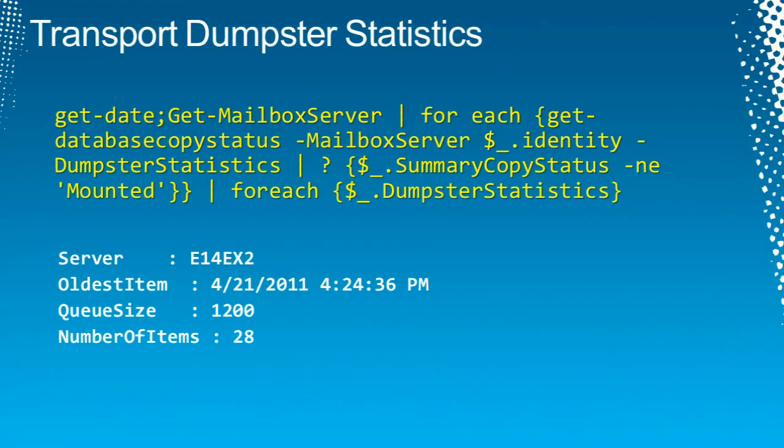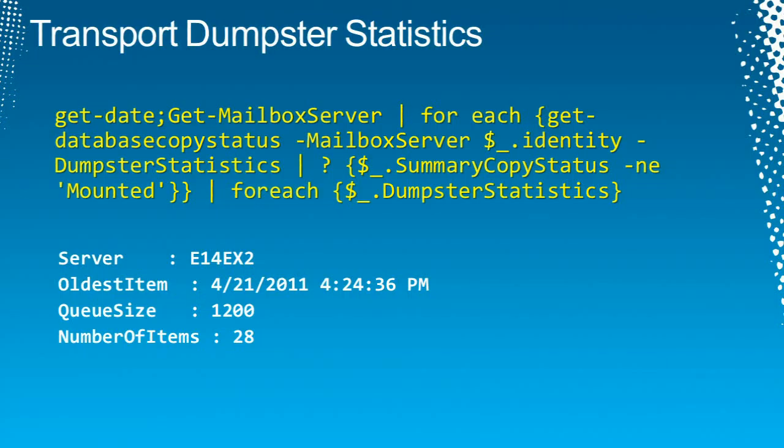So if you're curious to find out how much data that is and how many items that is, that's what this script will do for you. It'll look at today's date. It'll do Get-MailboxServer, and we're looking at mailbox servers that are in a replicated environment because we're running Get-MailboxDatabaseCopyStatus against them. So we're looking for multiple copies of mailbox databases. Then we're looking at the summary copy status, and then for each of them, we're asking for dumpster statistics. Dumpster statistics is one of the parameters for Get-MailboxDatabaseCopyStatus.